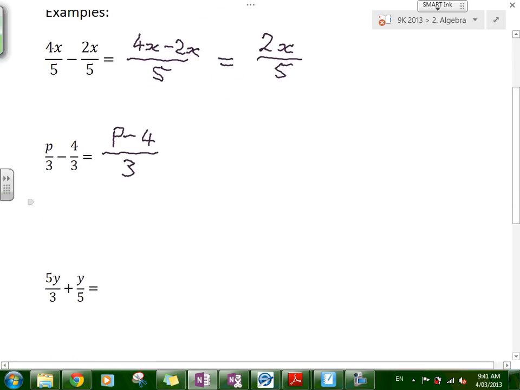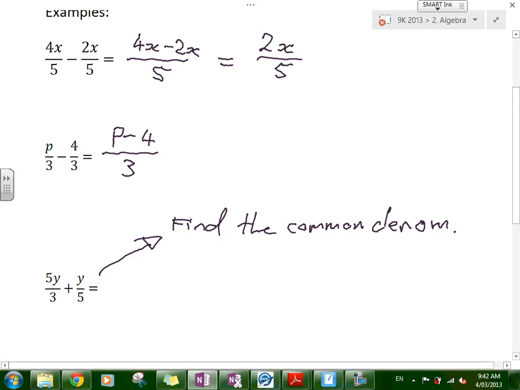Now this one here, 5y over 3 plus y over 5. Is the denominator the same? No. So what do we have to do? Tell me what you have to do. Good. So find the common denominator. Find the common denominator. The easiest way to do that is to multiply the two denominators together. So we do 3 times 5 equals 15. That's what's going to be our common denominator.